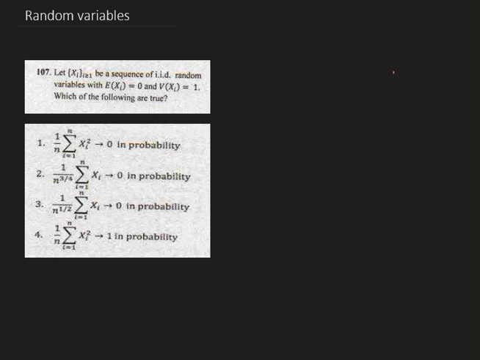Hello, today we are going to solve one problem based on random variables. So let's see what is in this problem. We are given Xi's for i greater than or equal to 1, a sequence of IID random variables with expectation of Xi equal to 0 and variance of Xi equal to 1. Now we need to find among these four given options which of these options are correct.